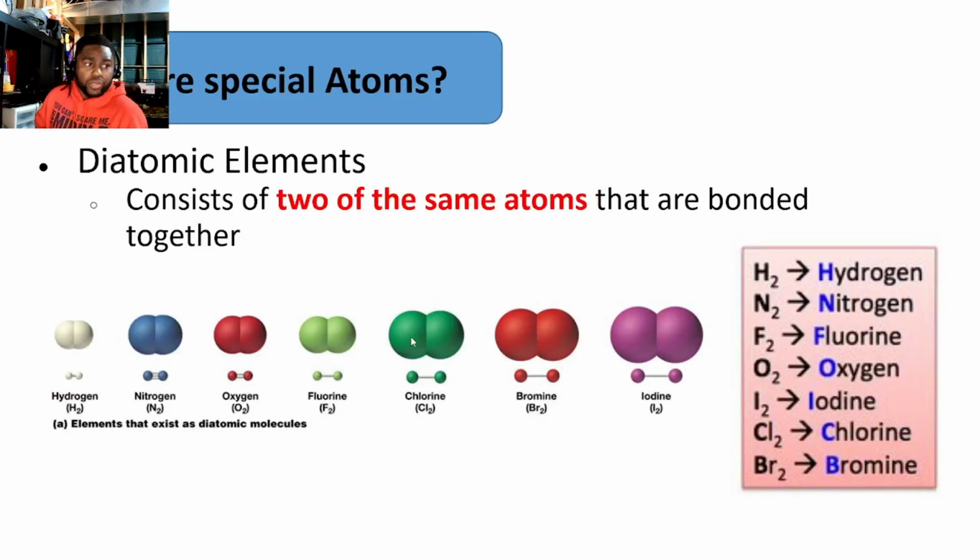Okay, what are special atoms? Probably when you were in grade 9 and grade 10 and you were naming compounds, you learned about the IUPAC naming system. So the prefix di means 2. So diatomic elements consist of 2 of the same atoms that are bonded together. So you have hydrogen, nitrogen, oxygen, fluorine, chlorine, bromine, and iodine. They typically exist in groups of 2. And I believe there's a mnemonic that will help you remember these. I just know them, but it might help you guys out if I can remember that mnemonic.